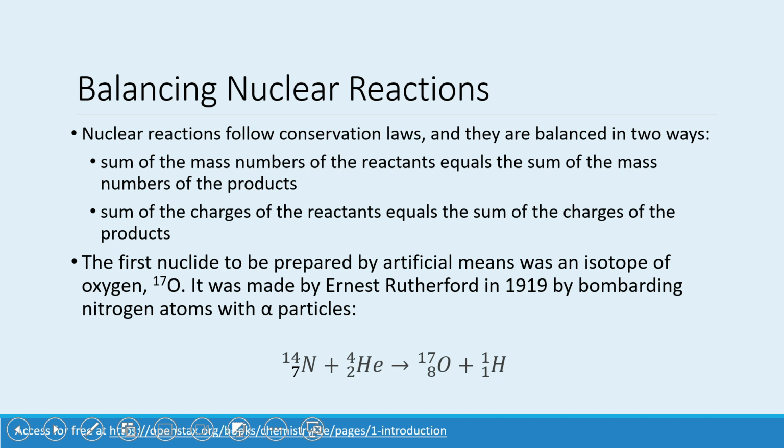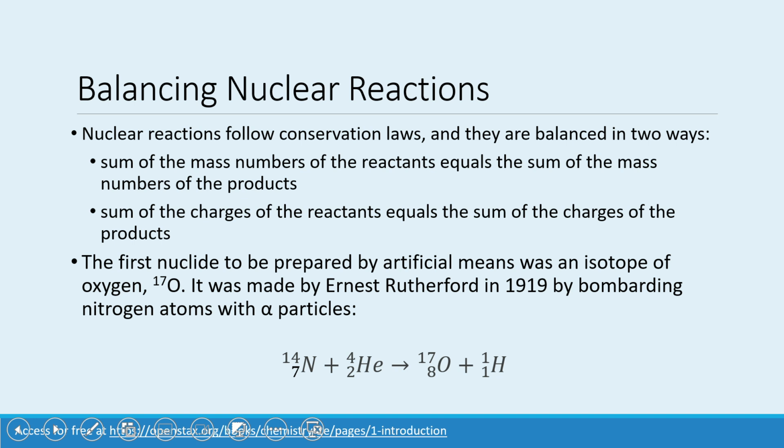So when we're trying to balance nuclear reactions, it's very similar to when we balance any other type of chemical equation. Nuclear reactions follow the same conservation laws, which means that nothing can be created or destroyed, right? So the mass numbers need to be the same on both sides of the reaction, and the atomic numbers need to be the same on both sides of the reaction.